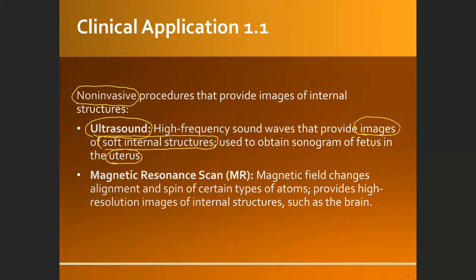And MR, magnetic resonance scan. This uses a magnetic field, and it will also give images of the internal structure, for example of the brain. So usually the MRI scan is also used for looking at whether there is a kidney stone or not in the kidney.